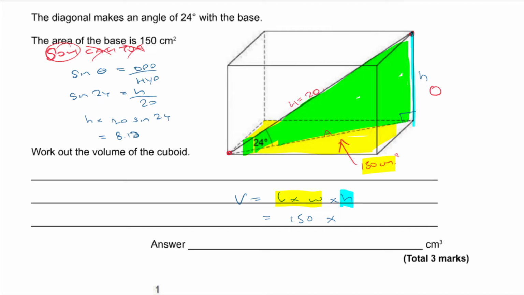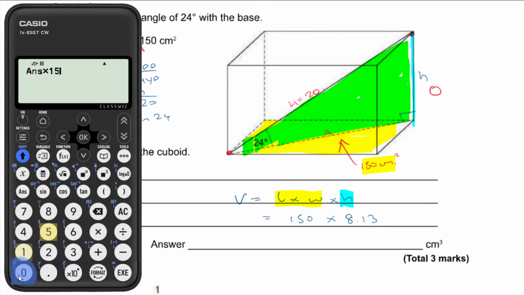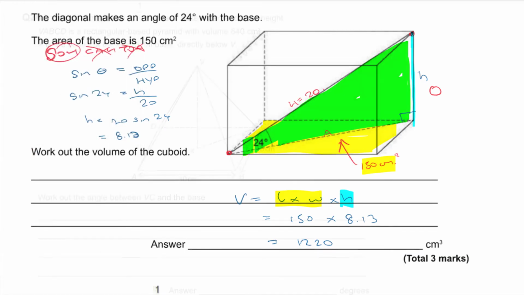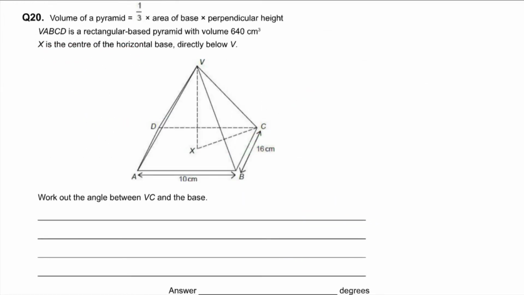Okay, now as per always, I'm going to write down 8.13, but I'm going to retain the full calculator value to retain accuracy for my final answer. So I'm going to take my answer from the last question, I'm going to times it by 150. That's going to give me 1220.2, which I'm just going to round off to 1220. Right, job done.